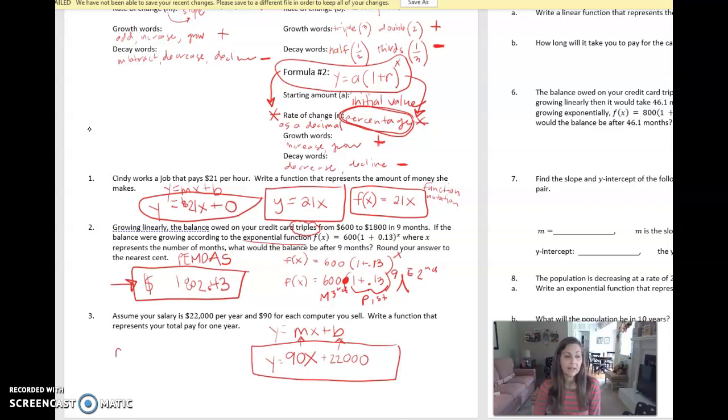Now, if you wanted to write it in function notation, again, you could just put f of x equals 90x plus 22,000. And you do need to know that this function notation is the same as the linear slope-intercept form. Okay, so join me for part 2 of this video.